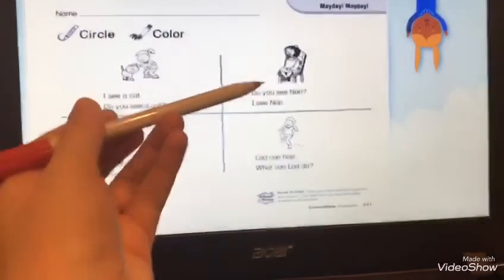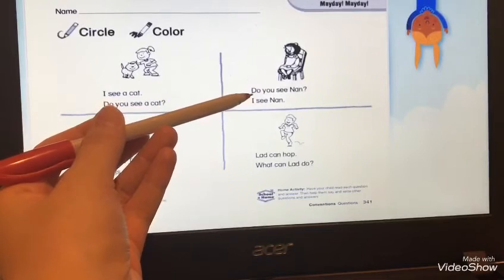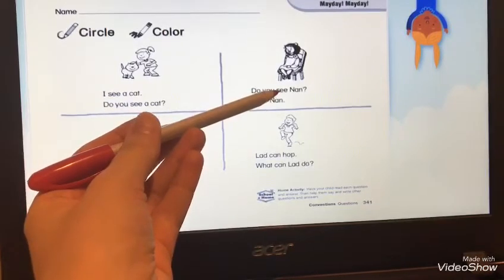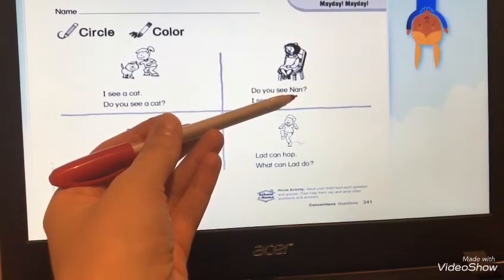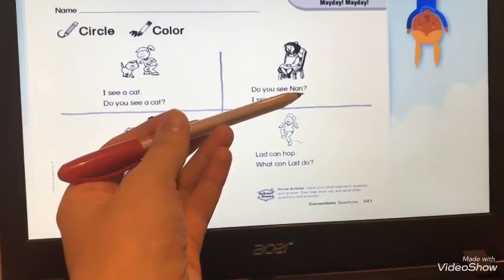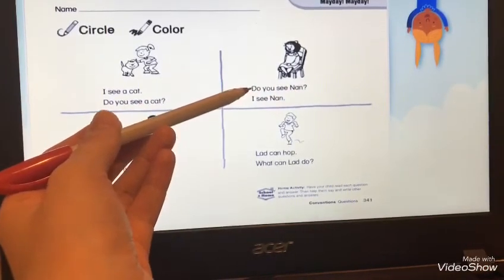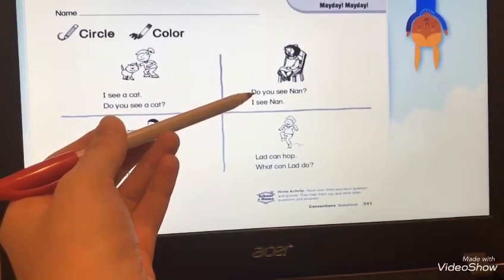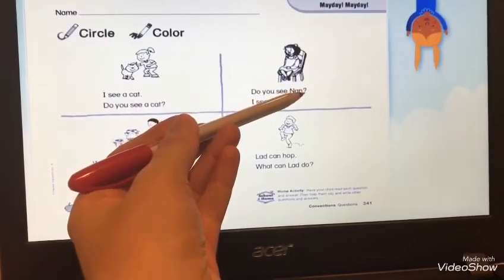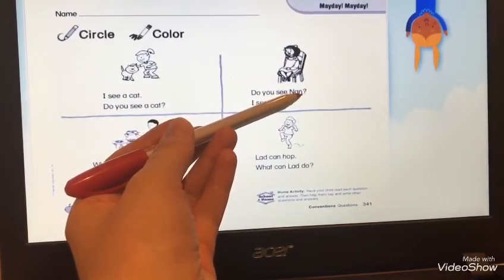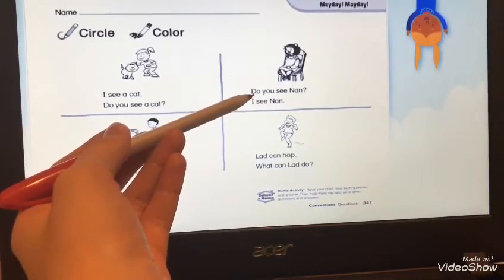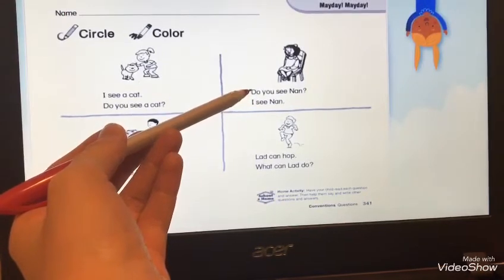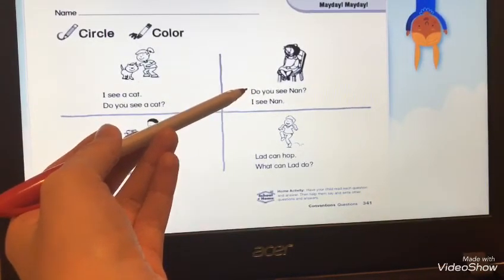Okay, now here. Let's read together. Do you see Nan? Look here, what do we have here? What is this? It's a question word. Do. And at the end of this sentence, what do we have? We have a question mark. So, is this the question sentence? If it's the question sentence, I want you to circle it.